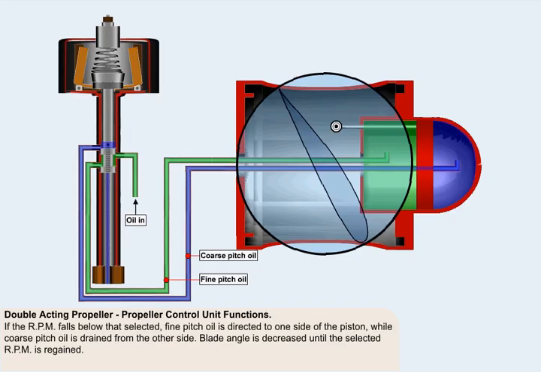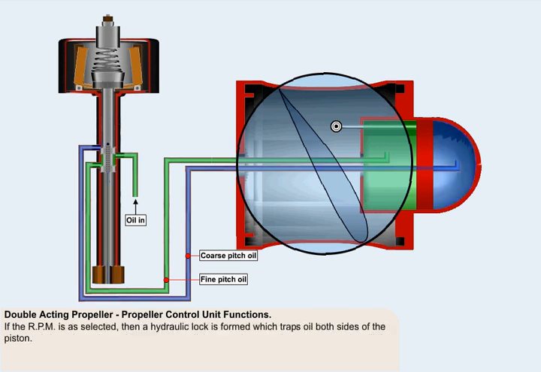This will allow the unit to supply oil to fine off the pitch of the propeller, while simultaneously porting coarse oil to return. The piston will move to fine off the blades, causing an RPM increase. If the RPM is as required, in other words the propeller is on speed, then a hydraulic lock is formed which traps oil both sides of the piston, maintaining the blade pitch constant.